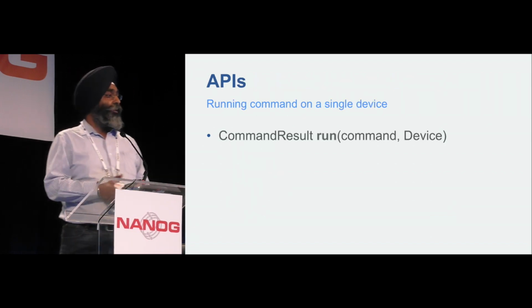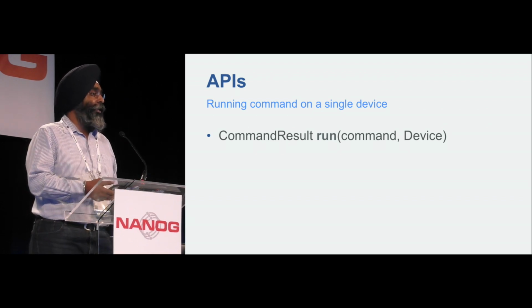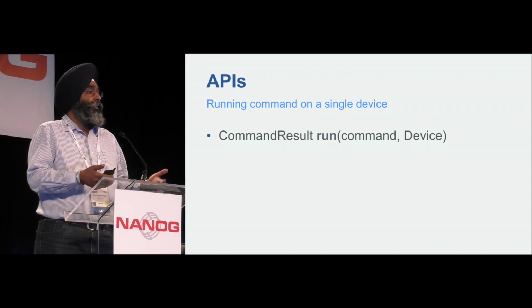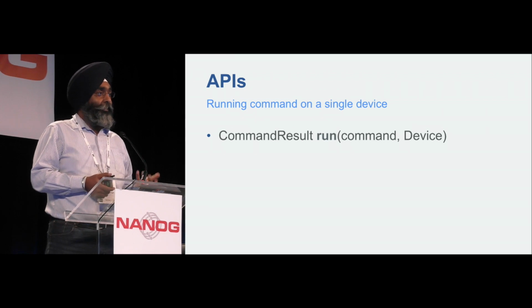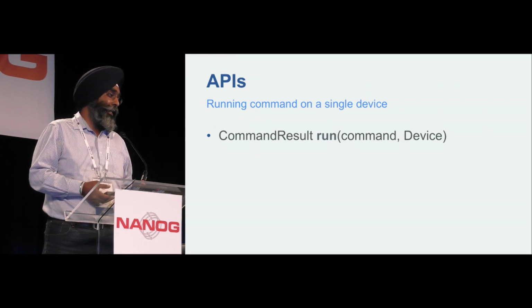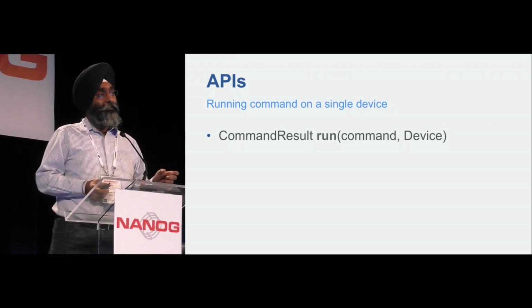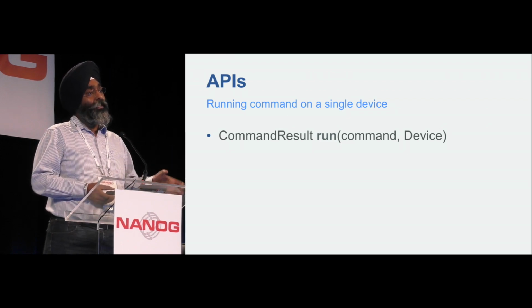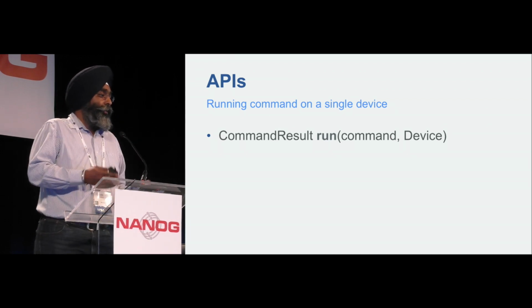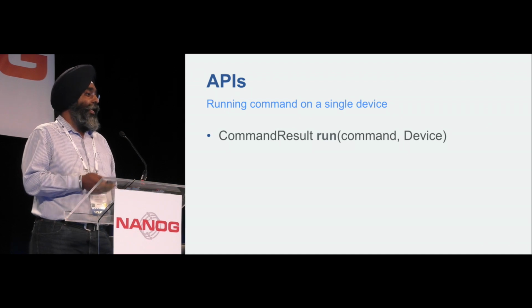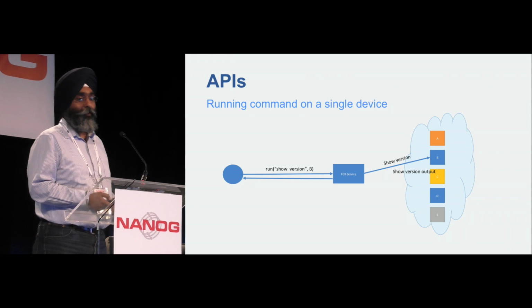So now we'll briefly go over those APIs and see how you can use them to actually interact with the devices. The run API is the simplest of the APIs. It allows you to run a single command or a set of commands on a single device. All you need to do is specify a command and the device on which you want to run that command.